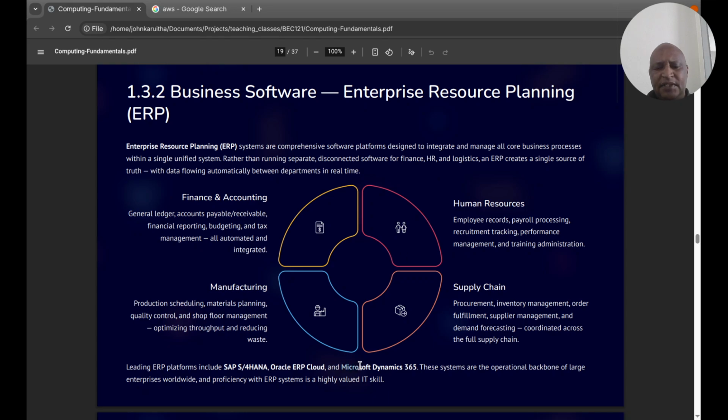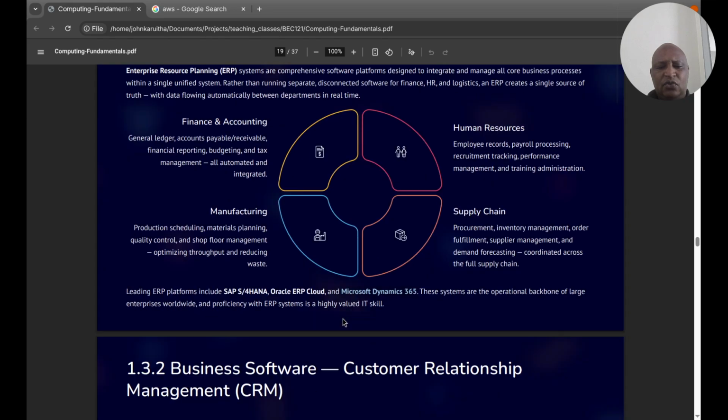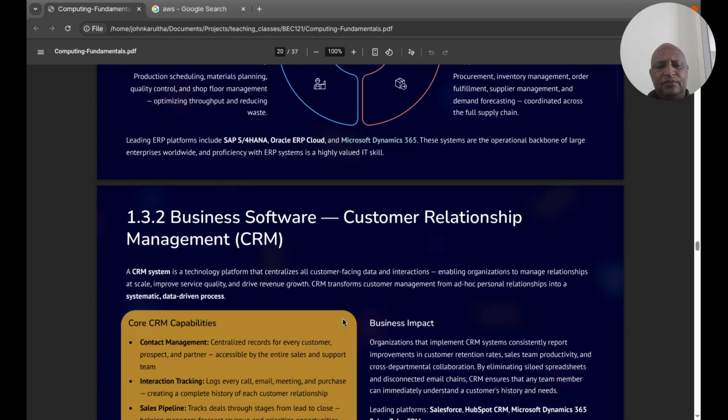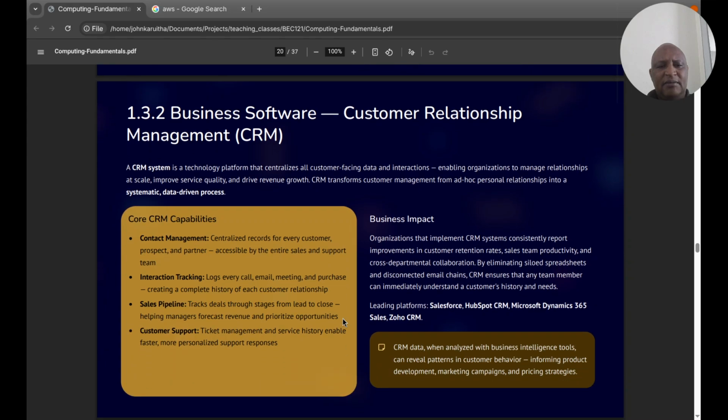And Karatina University specifically uses Microsoft Dynamics Navision 365. This is the ERP we use, but there are many other versions: SAP, HANA, Oracle, and so on and so on. We also have the CRM software. All these are application softwares. This one is used for customer relationship management, CRM. So, managing relationships at scale.